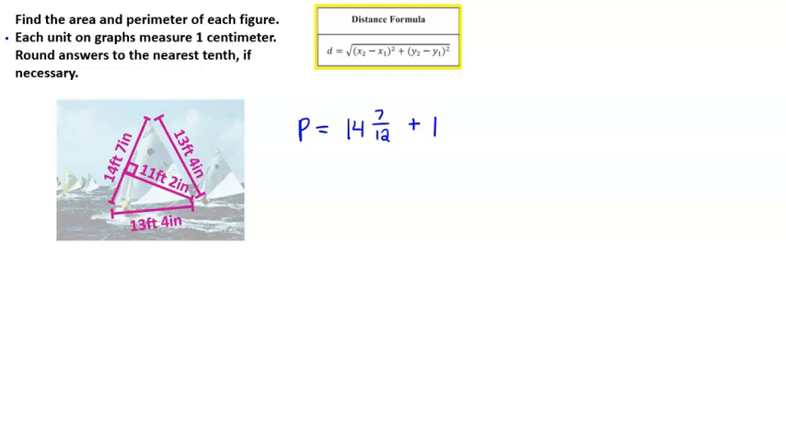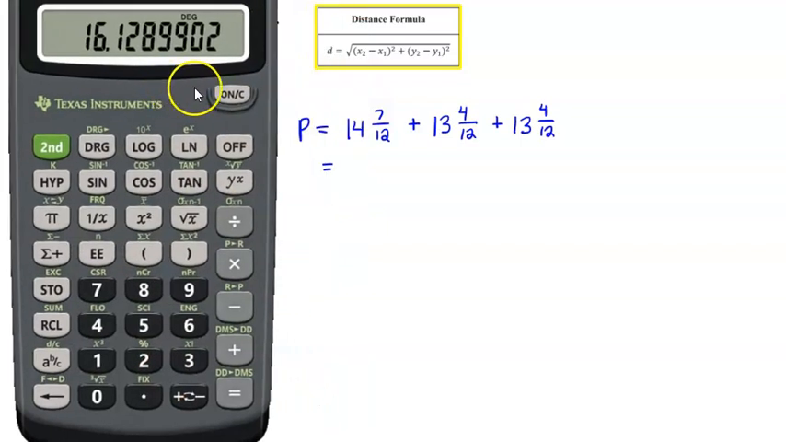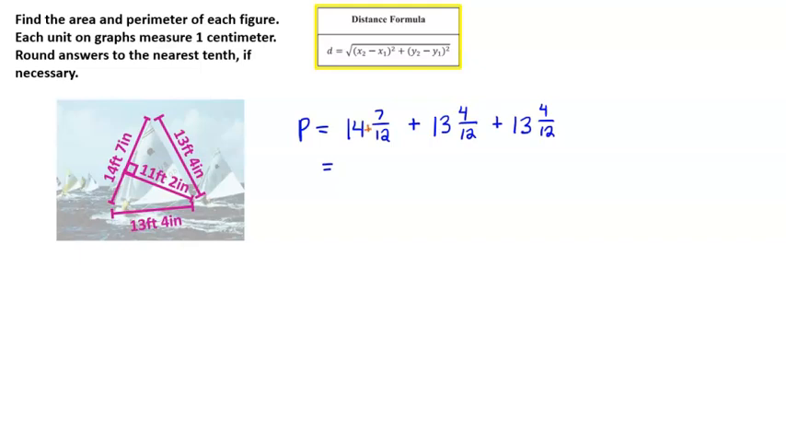Then we've got 13 and 4/12 plus 13 and 4/12 again. And then for this one, remember when we are plugging mixed numbers into our calculator, we're just going to read this as "and." So don't forget that there are little plus signs in between here, and that we put parentheses around our fractions.